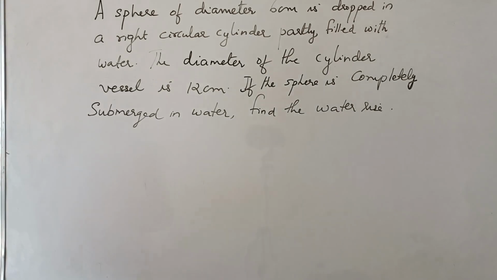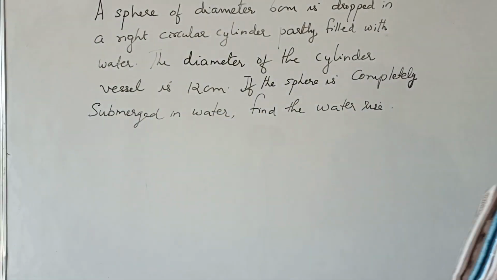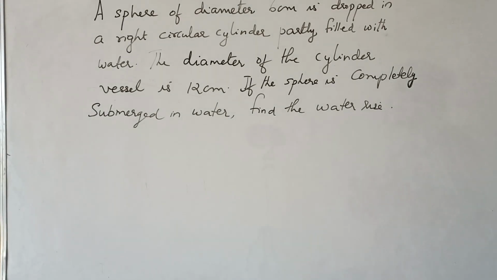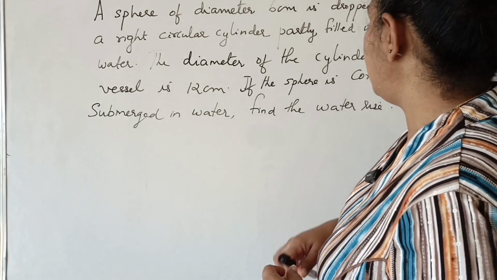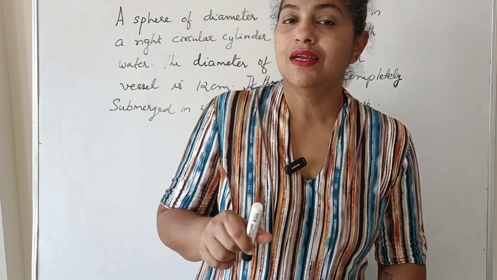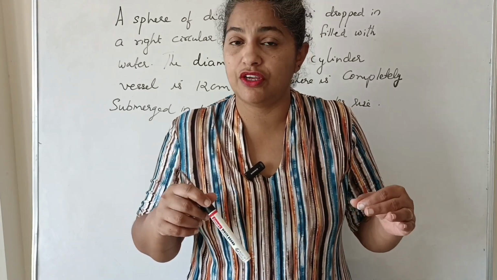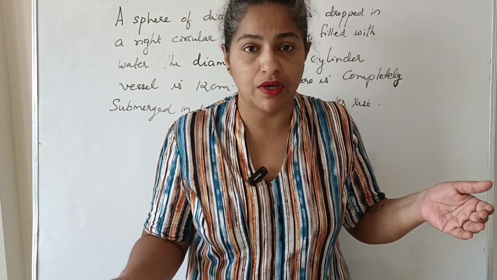A sphere of diameter 6 centimeters is dropped in a right circular cylinder partly filled with water. If the diameter of the cylinder vessel is 12 centimeters, and the sphere is completely submerged in water, find the level of water rise. Till now, we were doing sums in which the volume remained unchanged when it was converted from one shape to another.